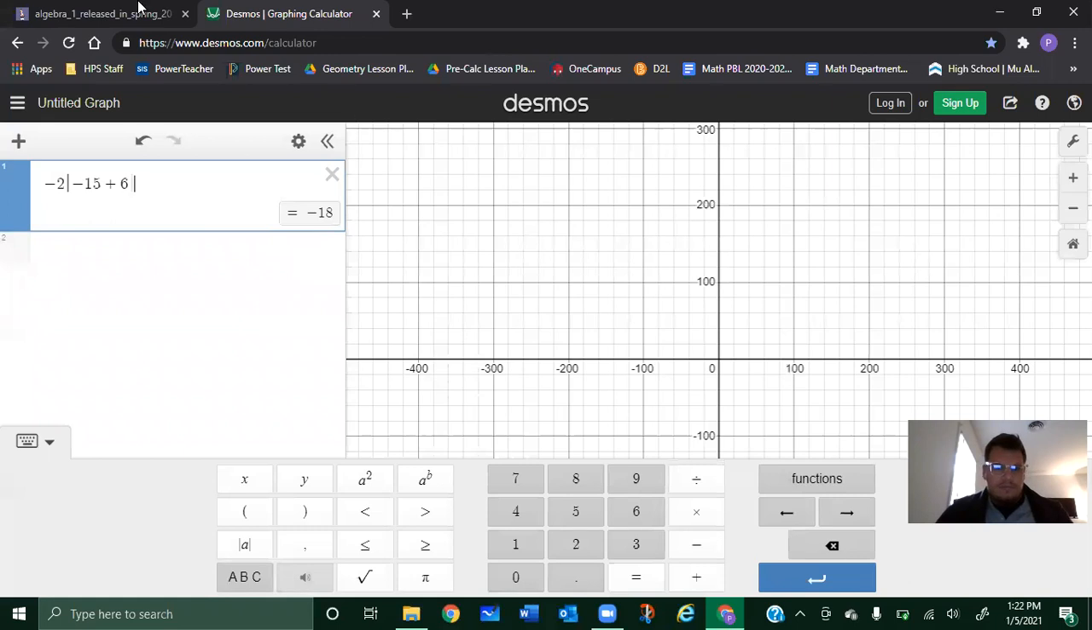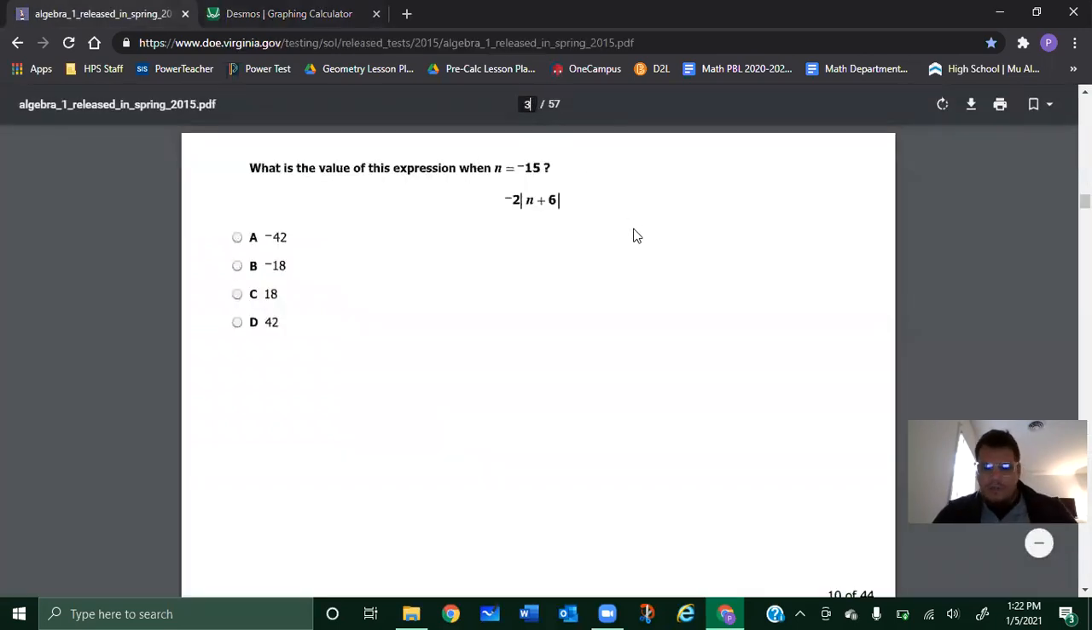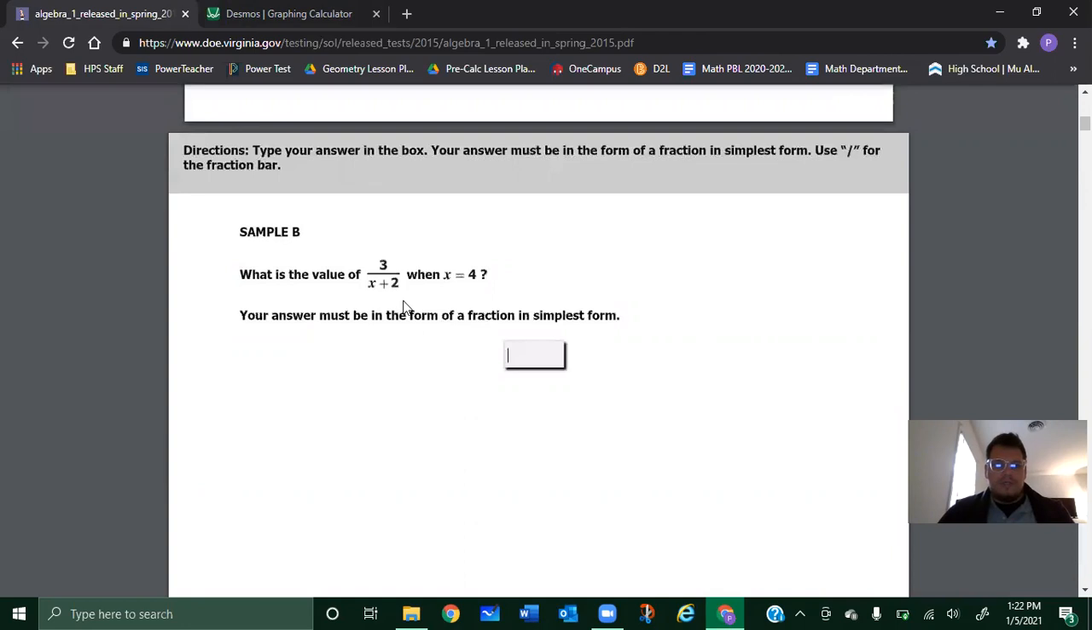Last one. I want you to try this one. On page 3, it's the sample B problem. You try that one.